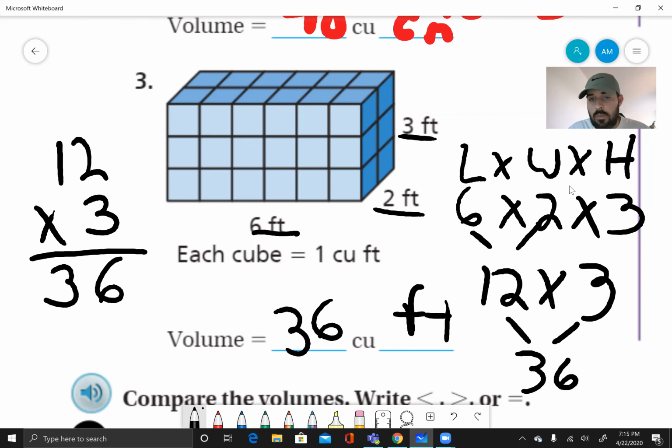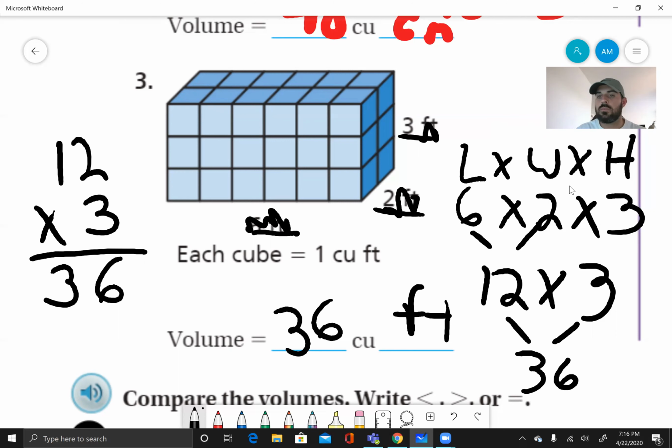I hope no one has a problem with this lesson, but if you do, you can always ask me questions or for help. The most important thing is making sure that you're plugging in all the numbers correctly in the formula. If there are no numbers, you are going to count the length, the width, and the height correctly.